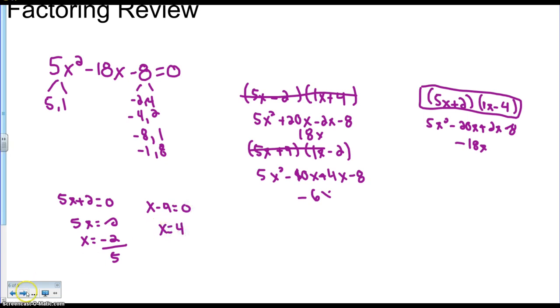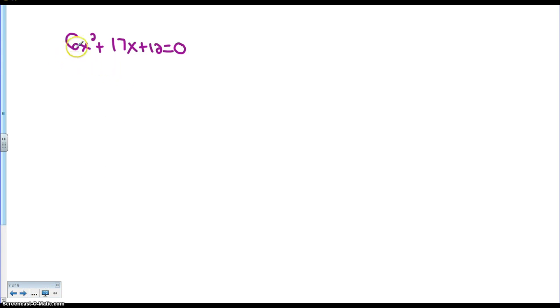So let's look at another one. Slightly more complicated. I have 6x squared plus 17x plus 12. So what gets me 6? 6 and 1, 3 and 2. What gets me 12? Well, I know 3 and 4, 6 and 2, and 1 and 12. Now I could also go with two negatives that give me a positive, but because that is a positive, I know that they all have to be positives.